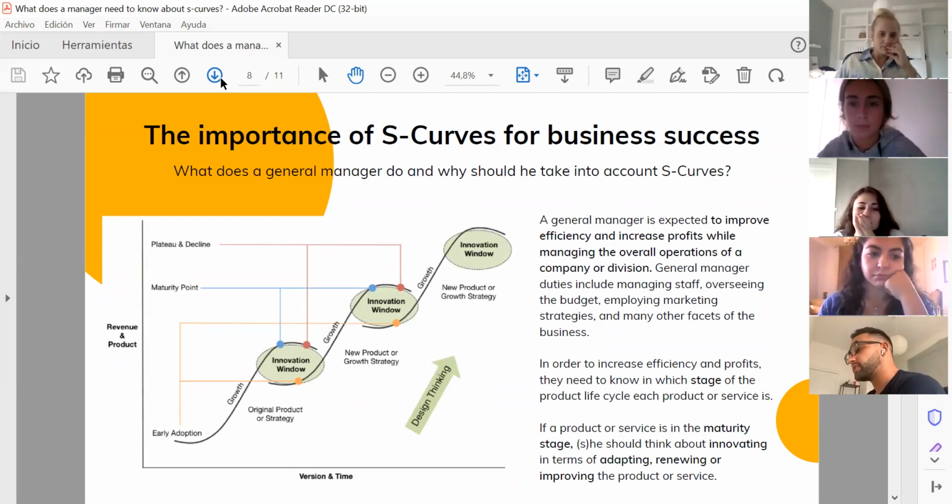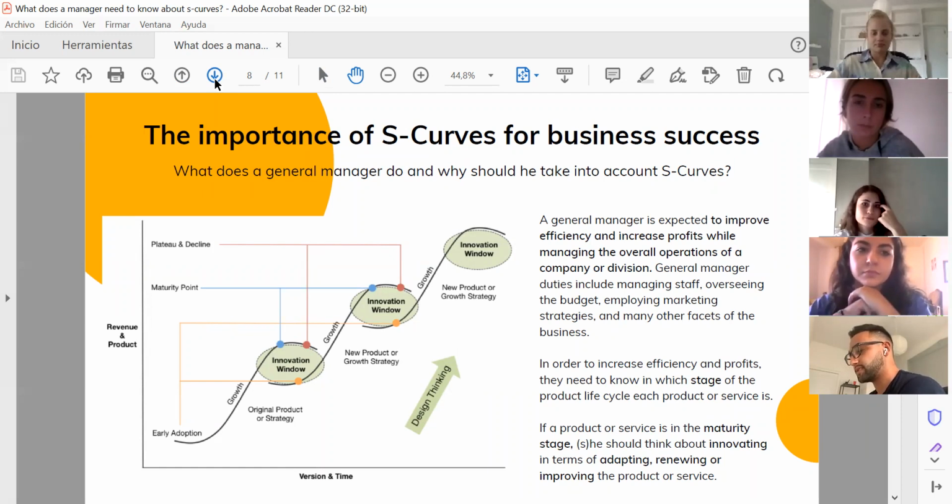A general manager is expected to improve efficiency and increase profits while managing the overall operations of a company or division. General manager duties include managing staff, overseeing the budget, employing marketing strategies, and many other facets of the business. As you can see, they have plenty of responsibilities, and in order to increase efficiency and profits, they need to know in which stage of the product life cycle each product or service is.